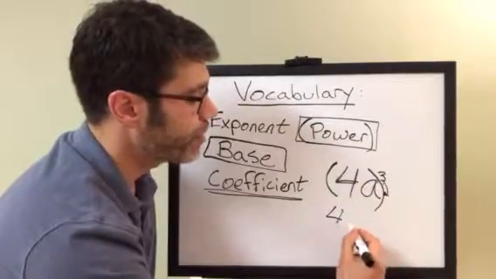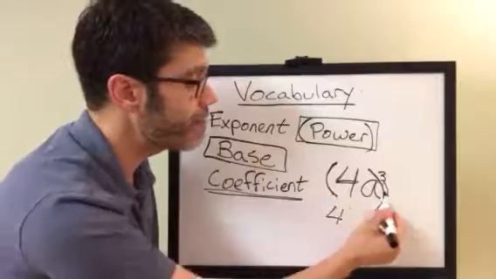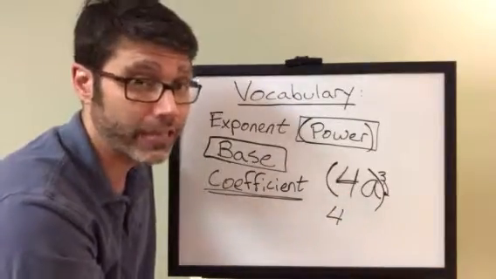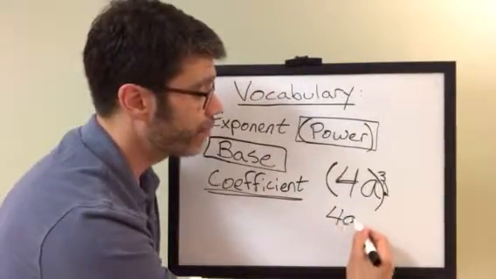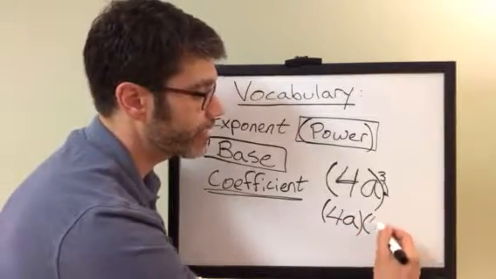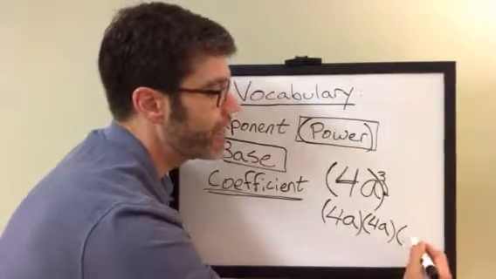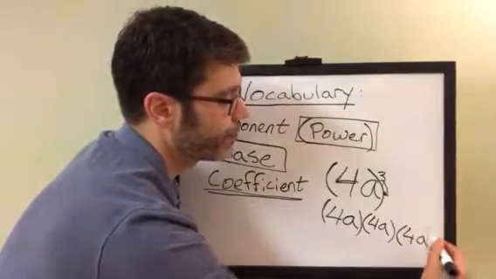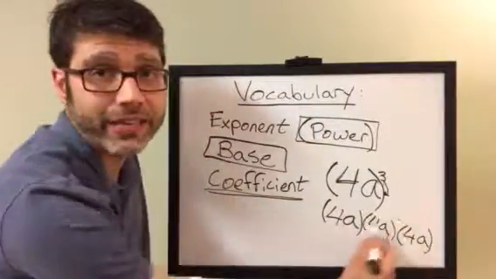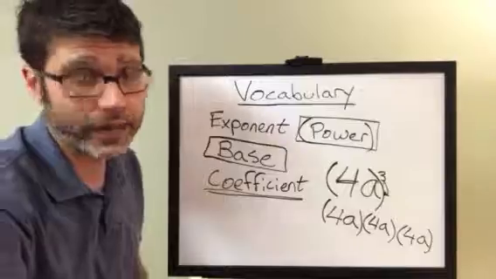This is saying the base, which is now not just a, now it's 4a, because everything in the parentheses is going to be considered a base. It's going to be 4a as the base times itself 3 times. So to expand this out, this would be 4a times 4a times 4a. This is what the expanded version of this particular expression is right now.